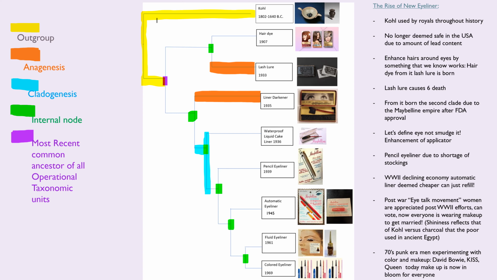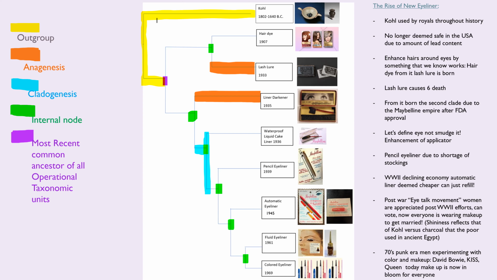The first product developed was a liner darkener, highlighted by the orange branch, which shows an instance of anagenesis in an organism. In an organism phylogenetic tree, this shows accumulated changes, differences over time that lead to the present day organism. In our example, we can think of anagenesis as the process of development that was used to get us to our terminal nodes or final OTU. And in this example, it is the first FDA-approved eyeliner line darkener.